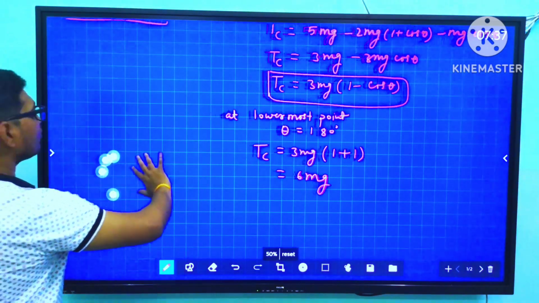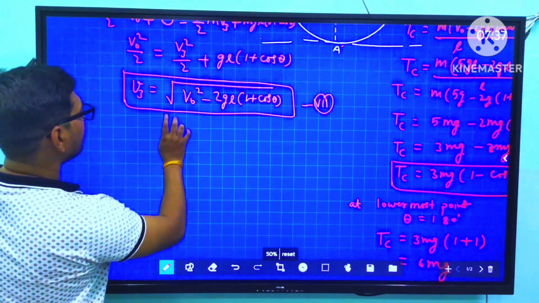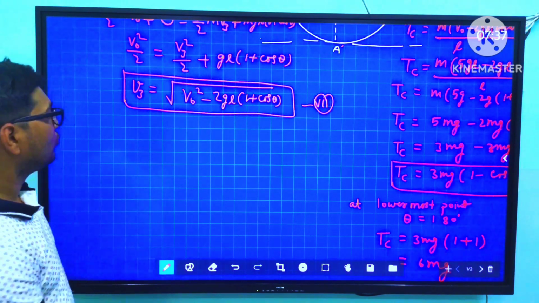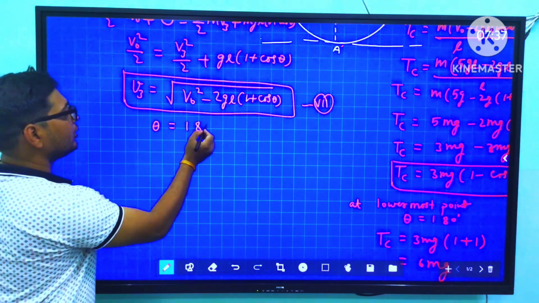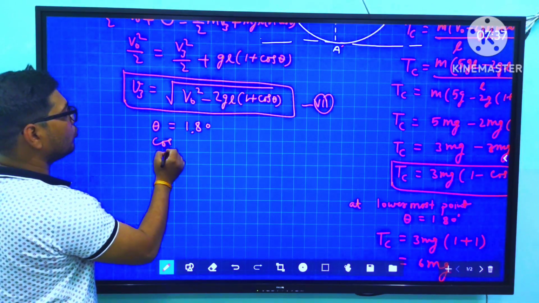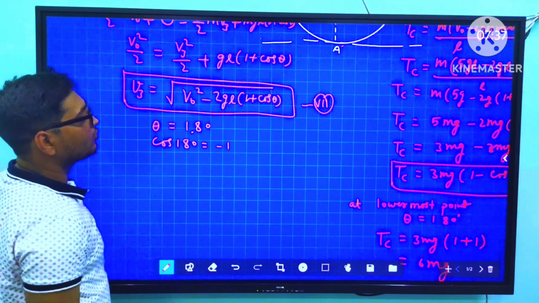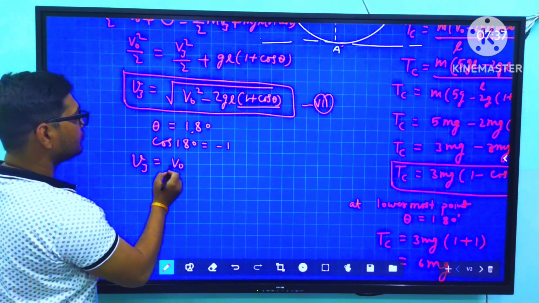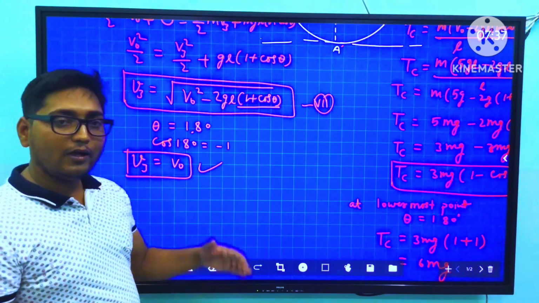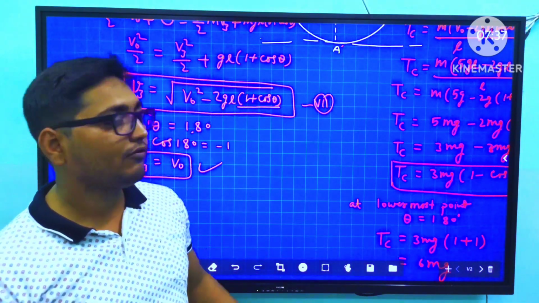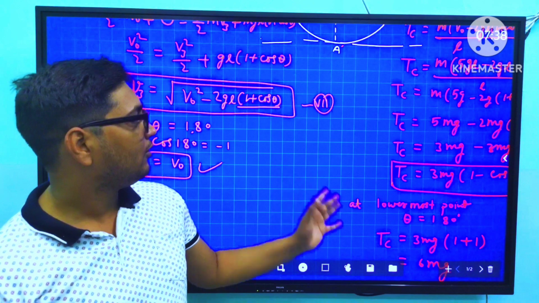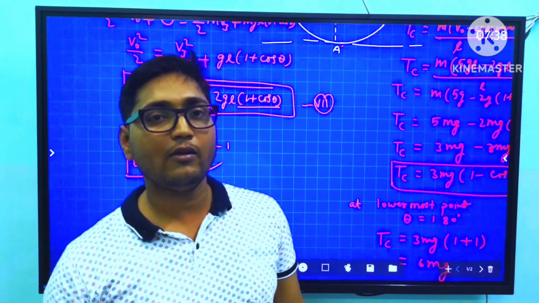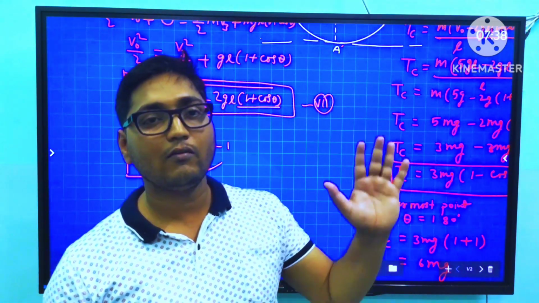If I want to calculate the velocity at the lowermost point, for that I will place theta equal to 180 degrees. Cos 180 degrees will be minus 1, this whole term will become 0, and V3 will be V0, that is under root 5gL. In the same way we can find out the velocity and tension in the string at different locations for different values of theta, where theta is the angle formed by the string with the vertical direction.